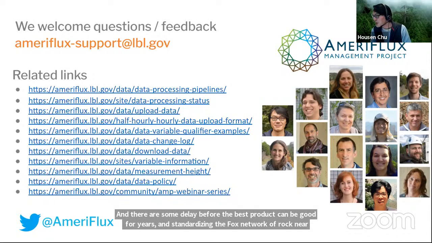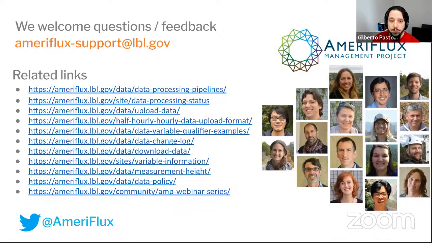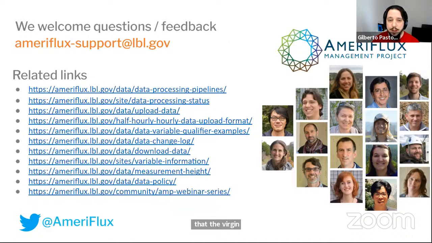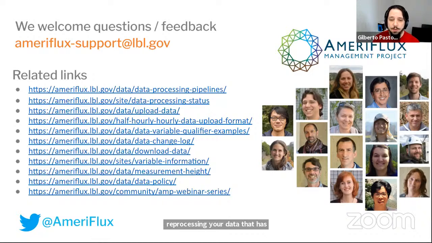Gilberto, you want to jump in on this one? Yeah, I'll just second what you described. I think it's important that the version the site is generating be available as well. One thing I will note is that data that has been U-star filtered and gap filled should be clearly identified with the underscore F identifier, just so we're not at risk of reprocessing data that has already been filtered and gap filled. So identify that correctly with the identifier, and also remember to submit the non-gap-filled and non-filtered version, because that's the version that we will use to process. But it's absolutely good to send your gap-filled and filtered version as well.